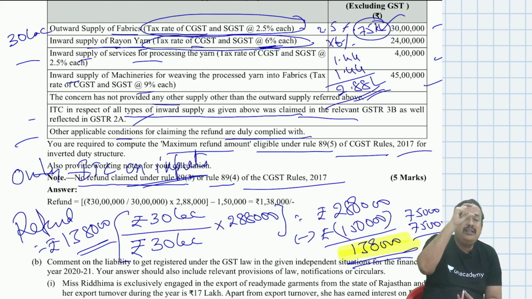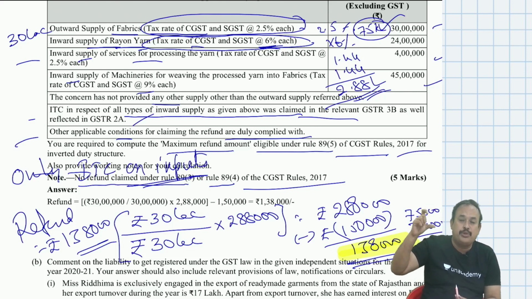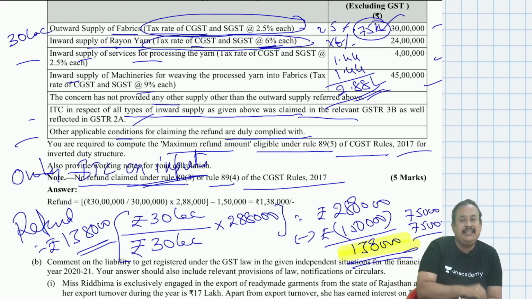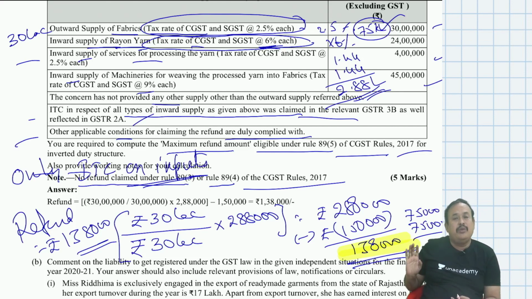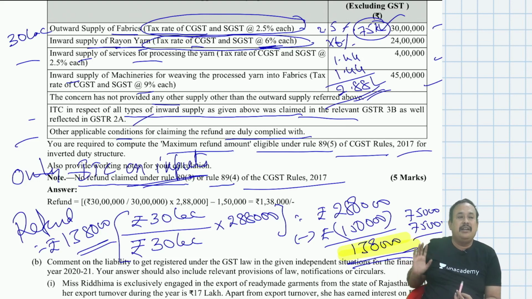Formula: inverted rate turnover divided by total turnover multiplied by total input tax credit on inputs. From the whole thing deduct the tax payable on outward supply of inverted tax. The excess credit will be claimed as refund. Here we got excess credit of 1,38,000 because output tax here is 1,50,000 on inverted rate of tax structure. Inverted turnover output GST 1,50,000. I have proportionate credit 2,88,000. 2,88,000 minus 1,50,000, 1,38,000. Is it clear, my dear friends?